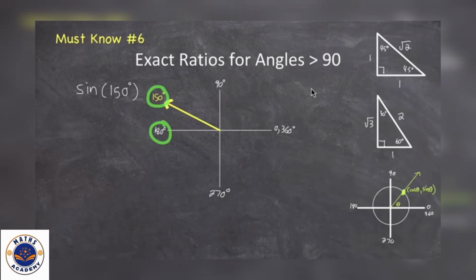150 and 180 would be 30 degrees. So I could say that the reference angle is 30 degrees. This reference angle and the CAST rule is going to help me find the sine ratio for 150.